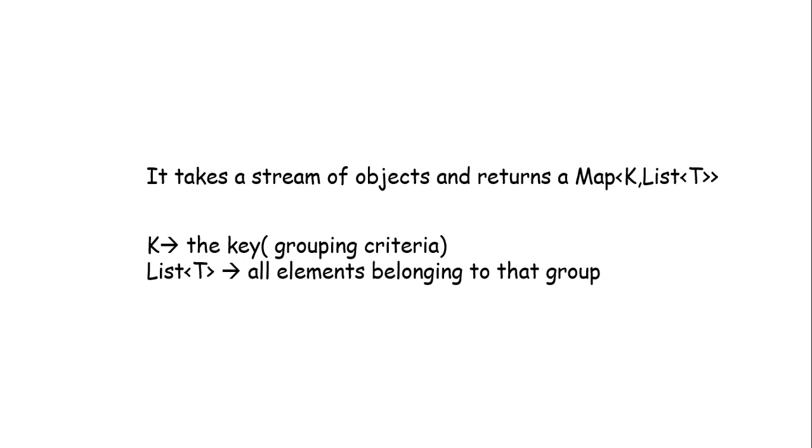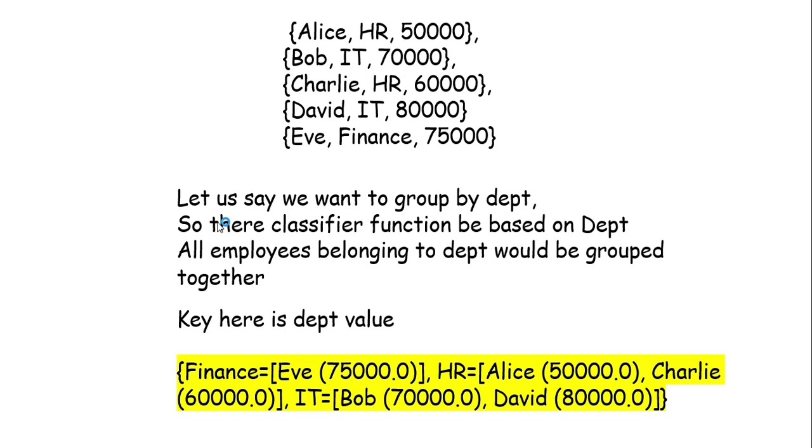Basically it takes a stream of objects and returns a map, where the key is the grouping criteria. Say here we use the department name, so the key would be the department name, and the value would be the list of all the employees belonging to that group. So let us take an example for clarity.